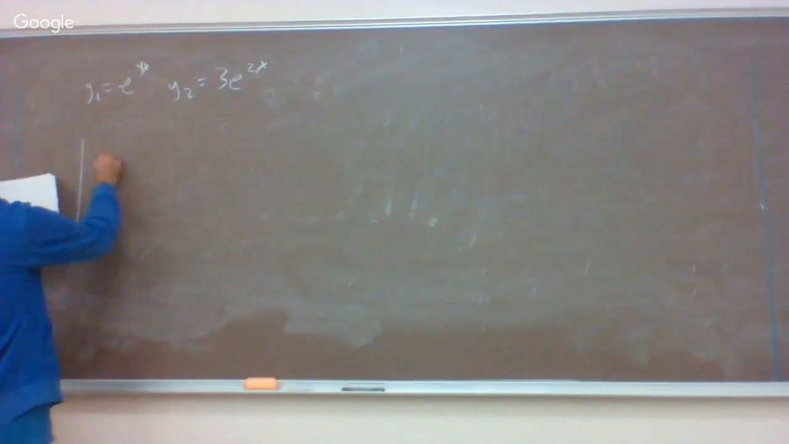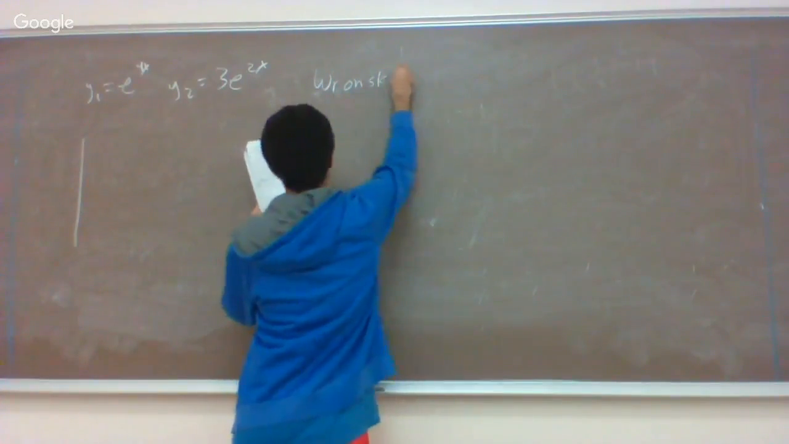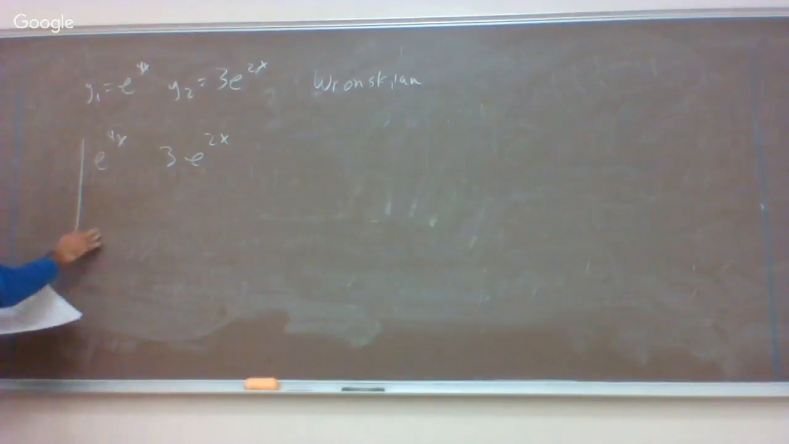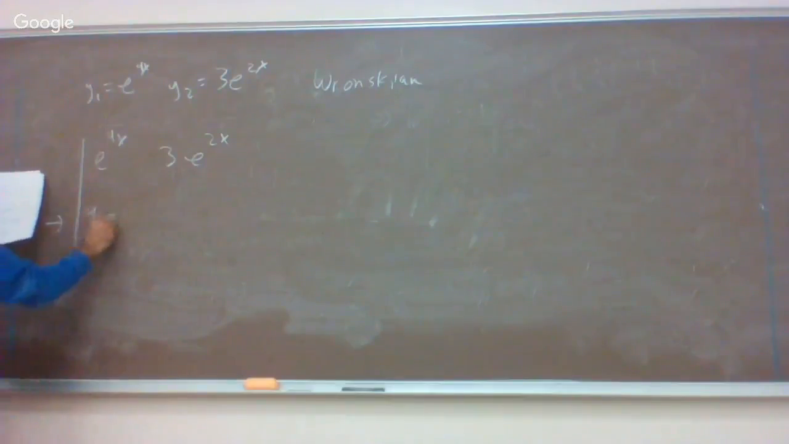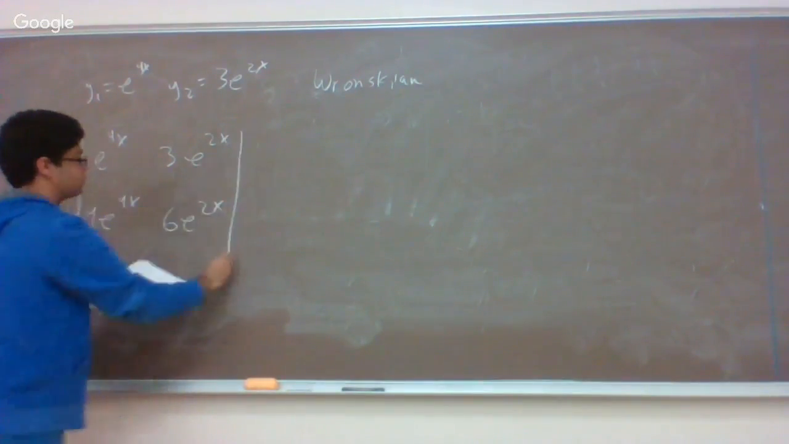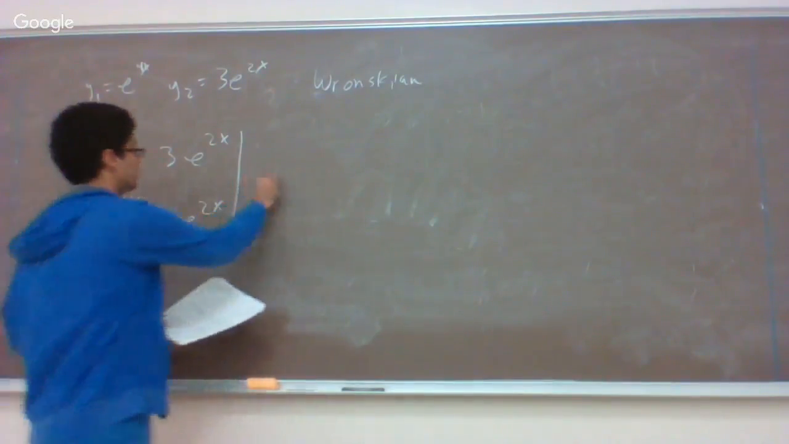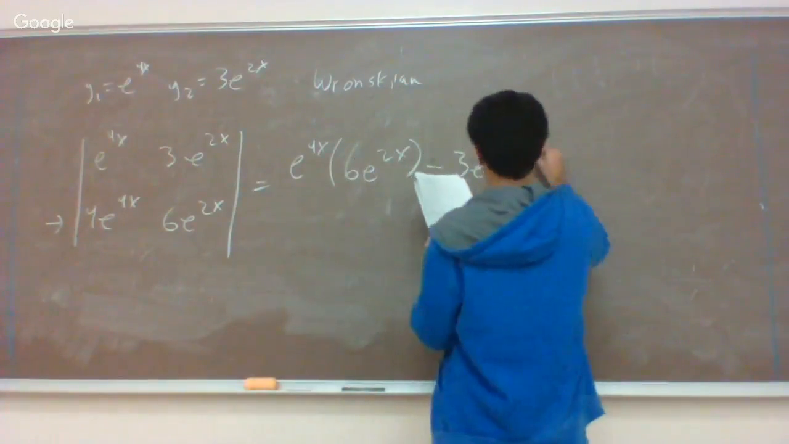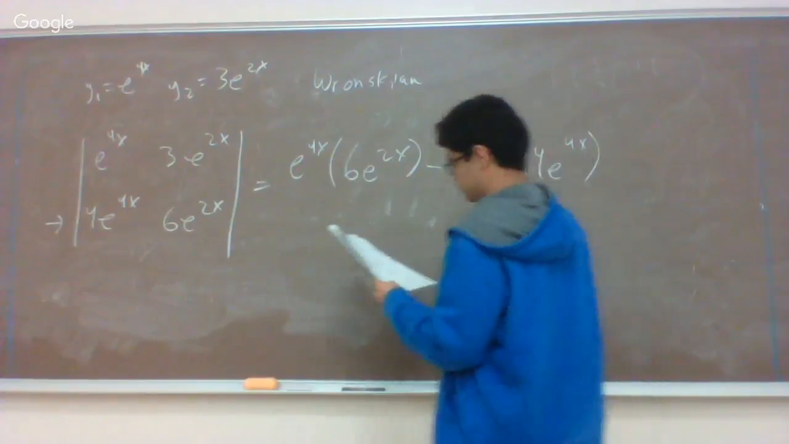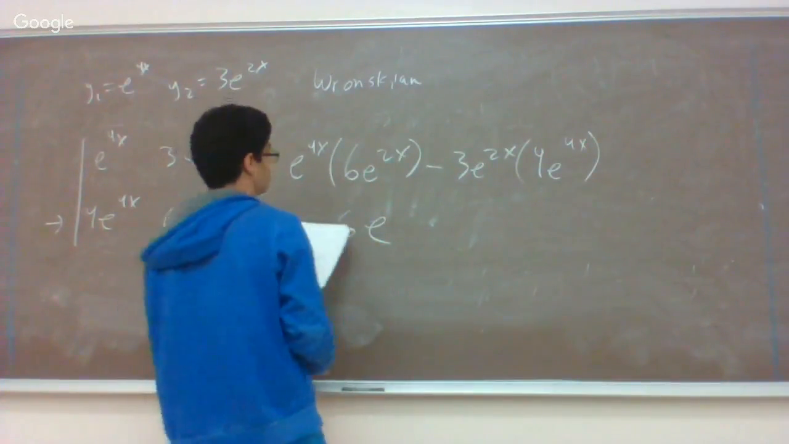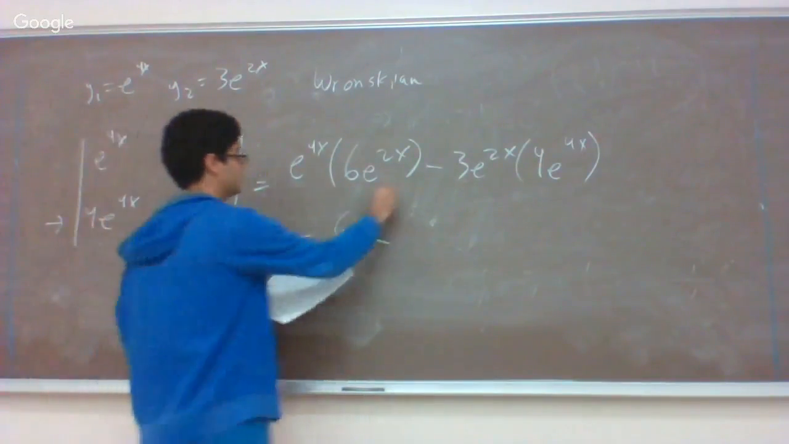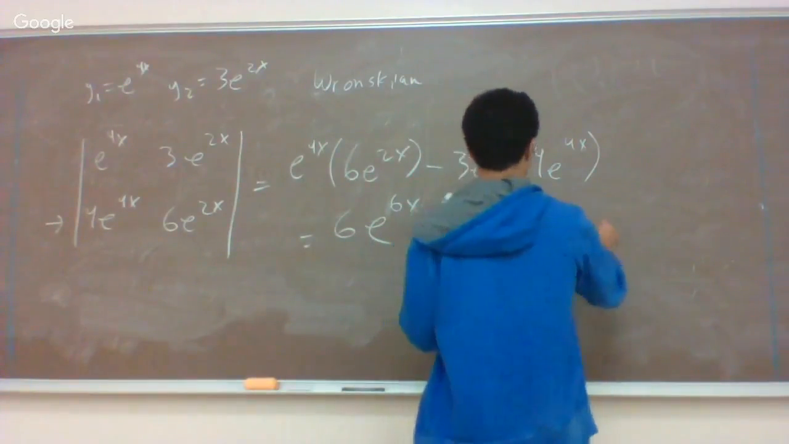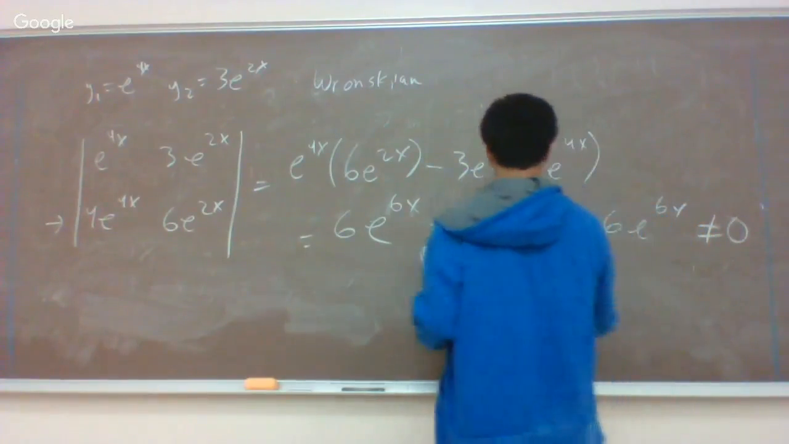But the way to do the Wronskian, you have e to the 4x and 3e to the 2x. So for the second row, we fill it with the derivative of the top. So the second row will be 4 times e to the 4x, 6 times e to the 2x, and then we solve them. So this is equal to 6e to the 6x. Add them. Minus 12e to the 6x. 6 minus 12. So we know it's linearly independent.